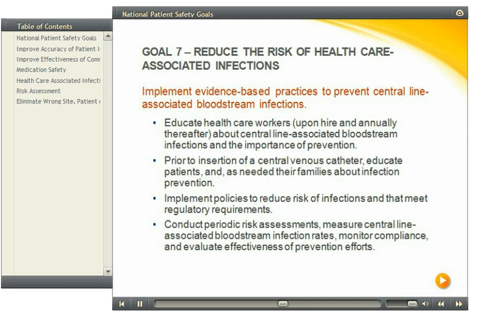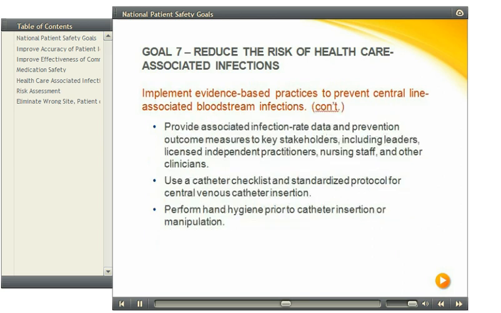Implement policies to reduce risk of infections and that meet regulatory requirements. Conduct periodic risk assessments, measure central line-associated bloodstream infection rates, monitor compliance, and evaluate the effectiveness of prevention efforts. Provide associated infection rate data and prevention outcome measures to key stakeholders, including leaders, licensed independent practitioners, nursing staff, and other clinicians. Use a catheter checklist and standardized protocol for central venous catheter insertion. Perform hand hygiene prior to catheter insertion or manipulation.